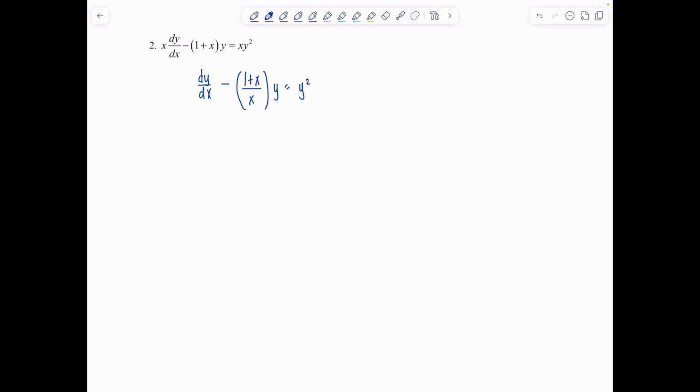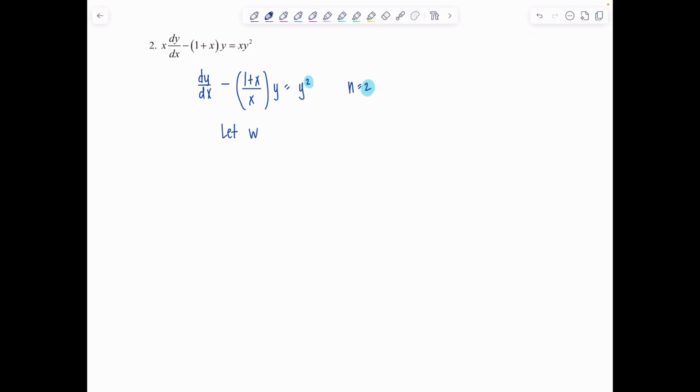So why is this Bernoulli and not regular linear? Because we have this y squared term over here. Remember, we're only allowed a function of x on the right-hand side when we're in standard linear form. So in this case, that means n is equal to 2, whatever the exponent is on y on the right-hand side. So we make the following substitution.